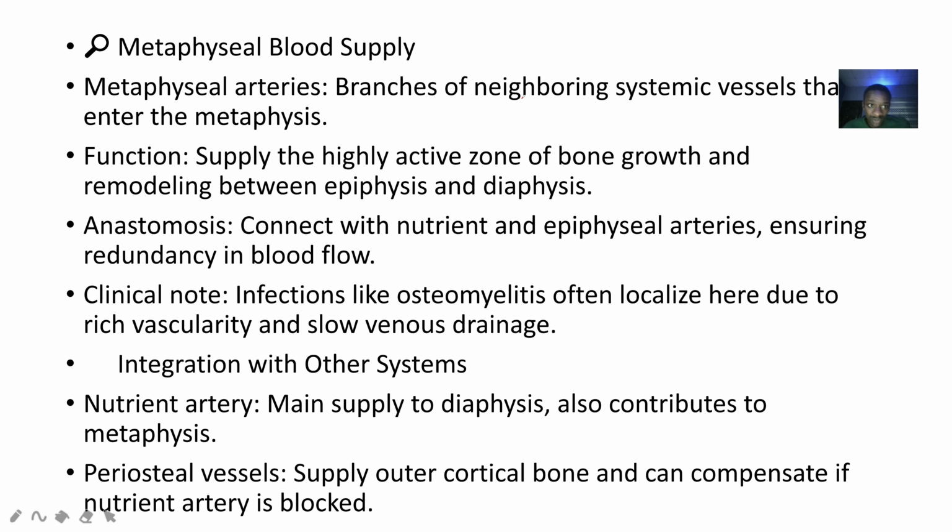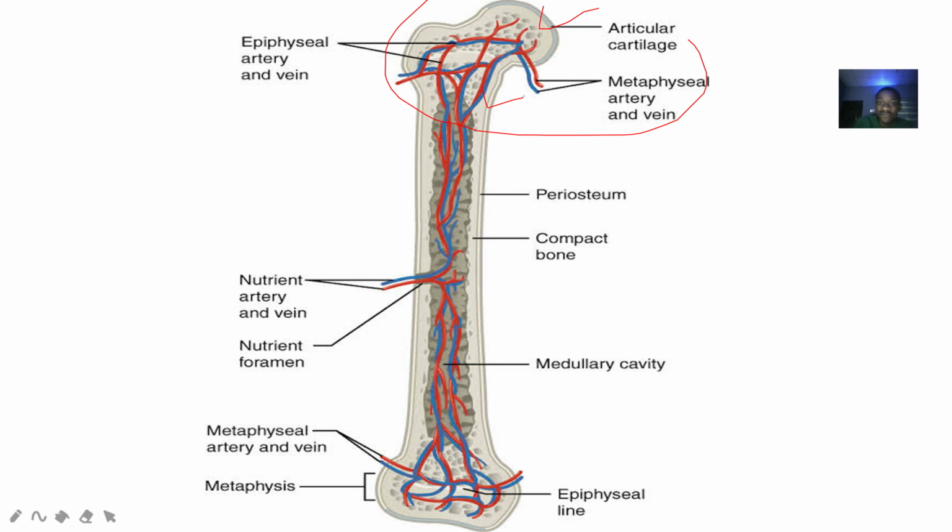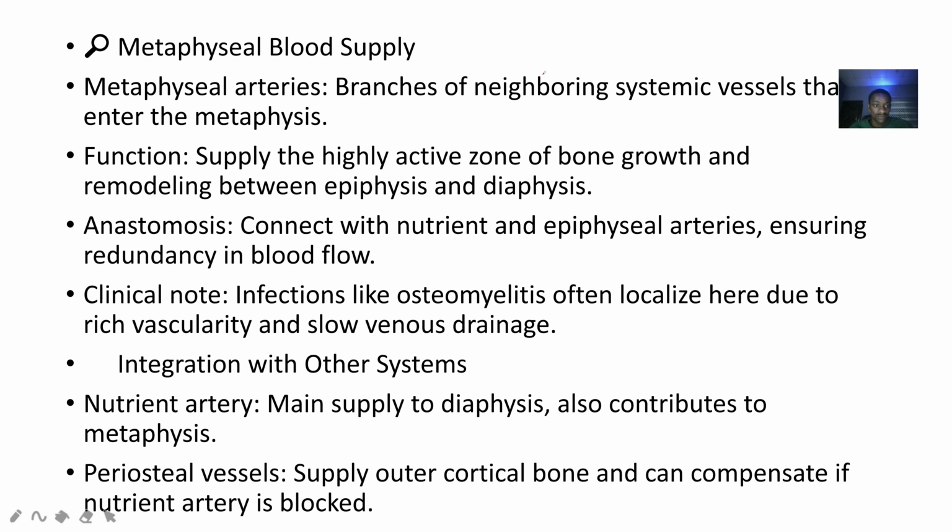So metaphyseal blood supply is supplied by metaphyseal arteries. They are the branches of what? Neighboring systemic vessels. Function is to supply the highly active zones of bone growth and remodeling between the epiphysis and the diaphysis. I told you guys that the metaphysis is this region between the long part, which is known as the diaphysis, and the top part, which is known as the epiphysis. So I think that's what we got.